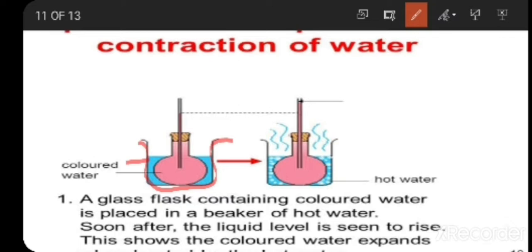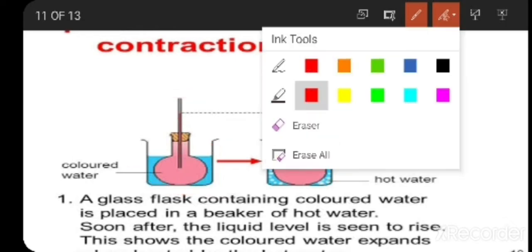You place this flat bottom flask in the tumbler. Then what you observe is the colored water will be rising in the capillary tube till this extent. Here you can see the marking. Till this extent the colored water will be moving. In the same way, you have to prepare another flat bottom flask, and you have to place that in the hot water.